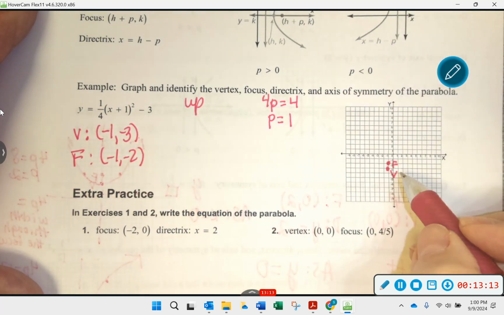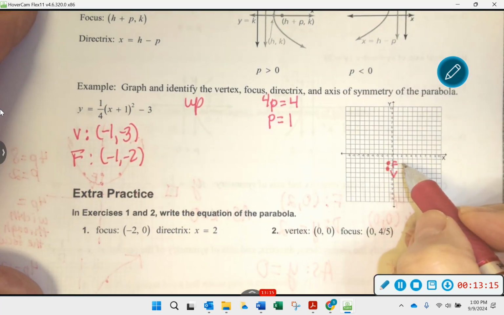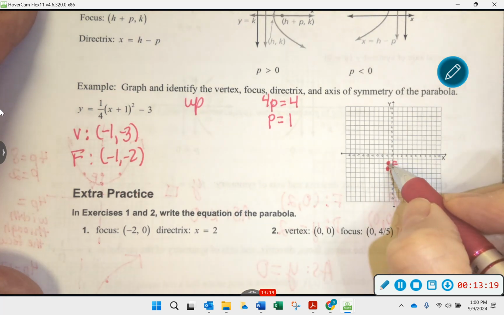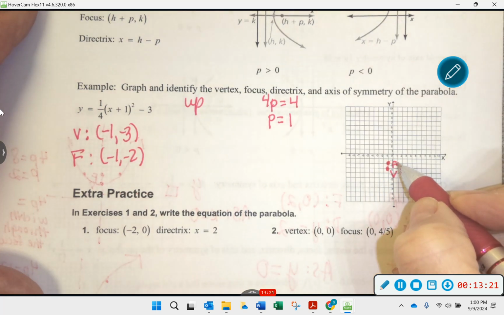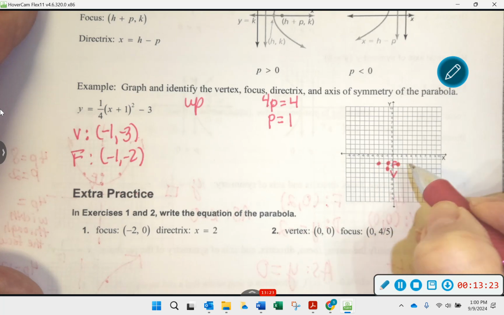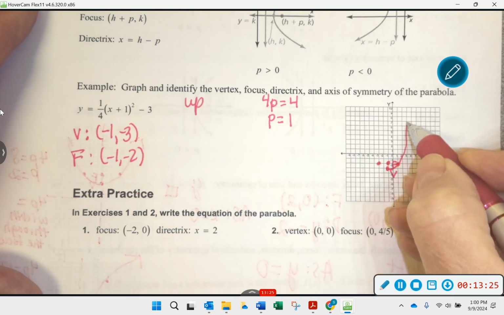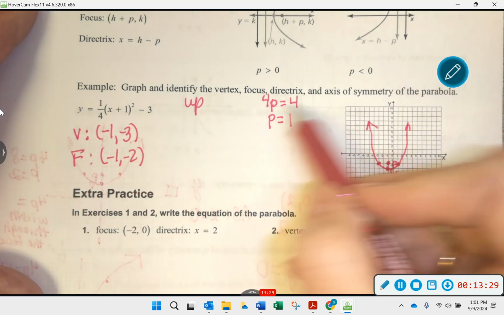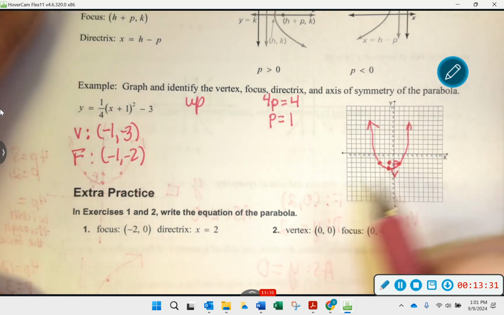All right, now we should graph it. How wide is it going to be through the focus? Total of 4. So I'm going to go 2 right, and I'm going to go 2 left. And that gives me my nice graph without really having to do much work at all. Remember how we used to have to make the tables and do all that? Now we're getting faster.